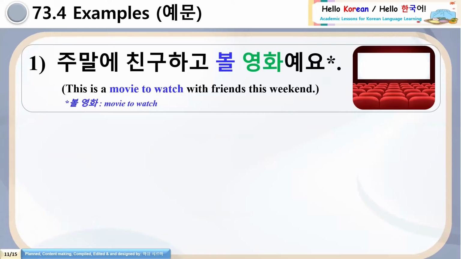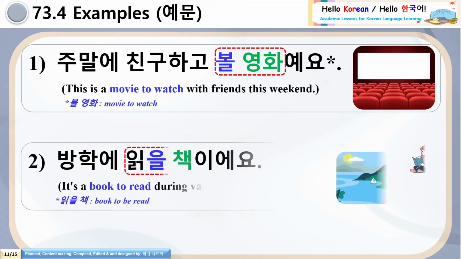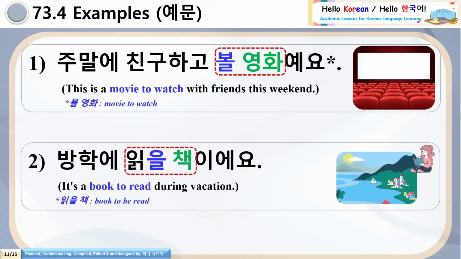Number 1, chumare. Chingu hago pol yongwaeyo. Now please find out this ul grammar. Can you find it in this sentence? Ne, very good. Charesoy. Yogi Samhita. Pol yongwa. Movie to watch. Coming to number 2, pangha ke ilgal chekiyeyo. Ilgal check means book to read.